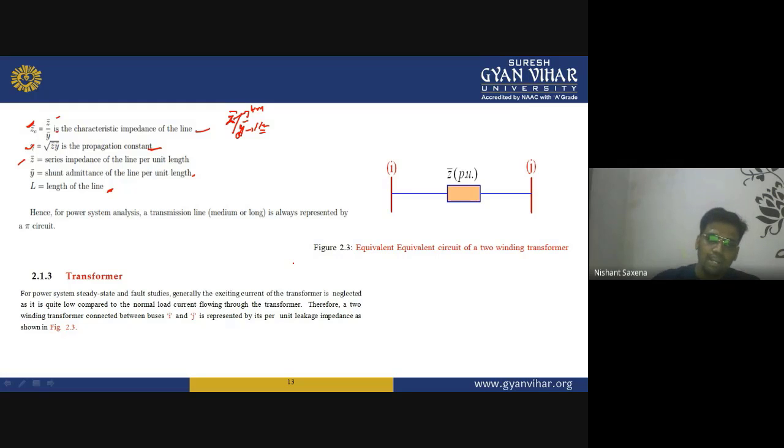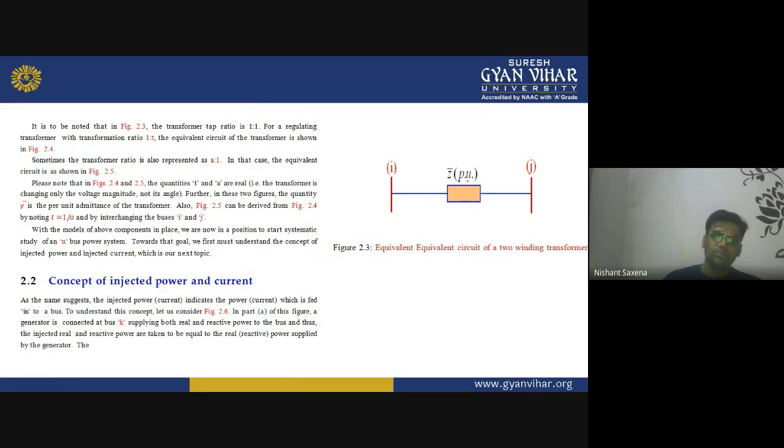Therefore, a two winding transformer connected between buses I and J is represented by its per unit leakage impedance, as shown in figure 2.3. Now look at this diagram, figure 2.3, the equivalent circuit of the two winding transformer between the two buses I and J, and this is your per unit leakage impedance.